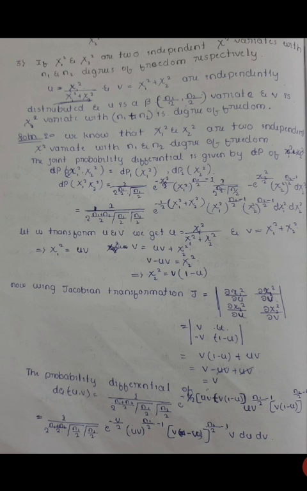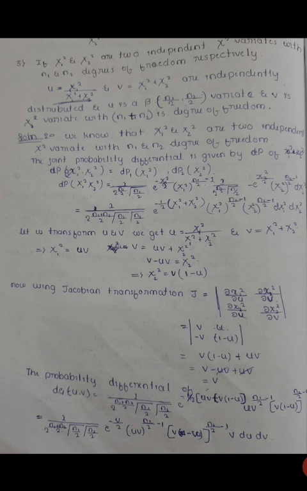The proof of the property: we know that χ1² and χ2² are two independent chi-square variates with n1 and n2 degrees of freedom. Now, the joint probability differential is given by dP(χ1², χ2²) = dP1(χ1²) dP2(χ2²).